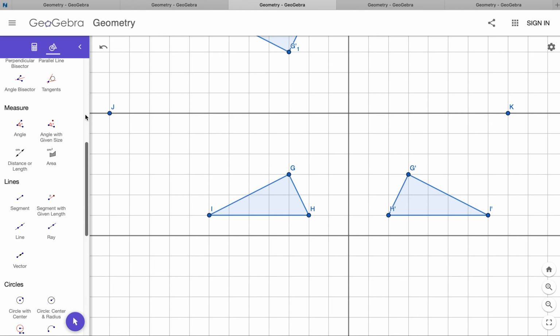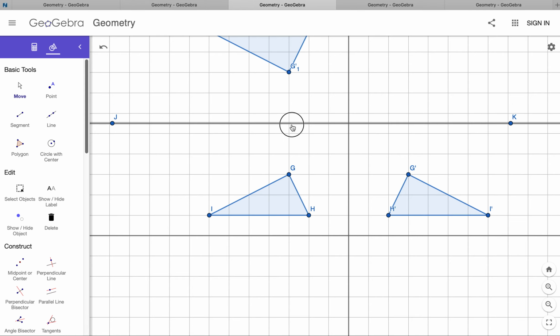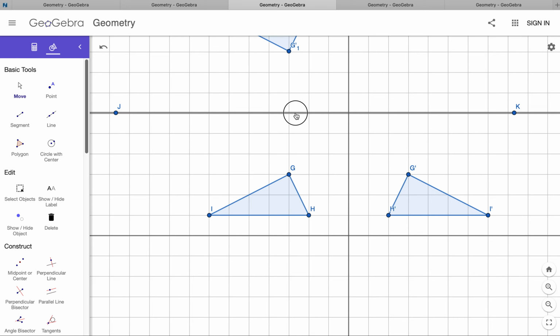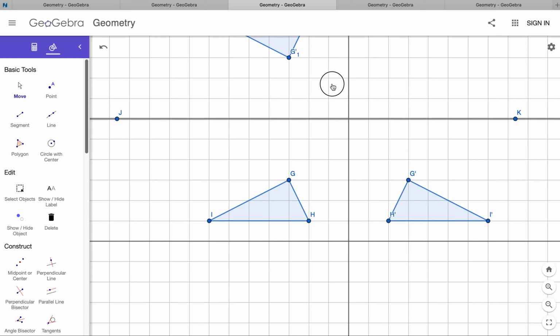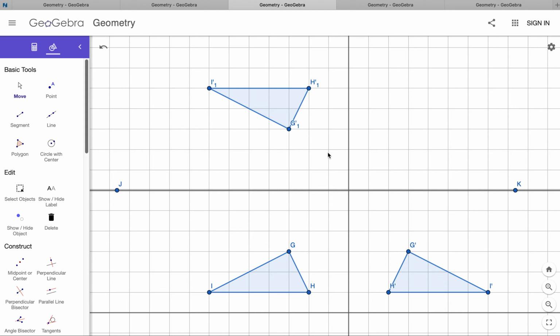Let me move everything a little bit. I just wanted to move the whole thing. There we go. You can see then all I'm doing is G is 3 units down from that line. So then G prime is 3 units up from that line. It still maintains the distance you are from the line of reflection, no matter where that line of reflection is.